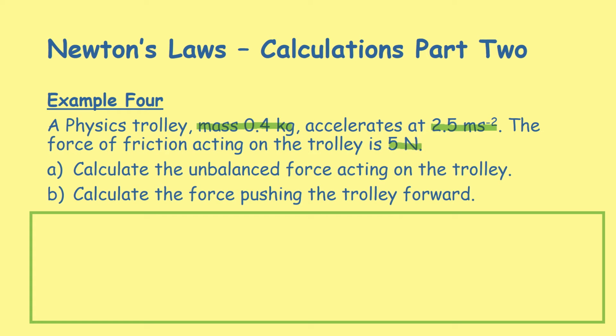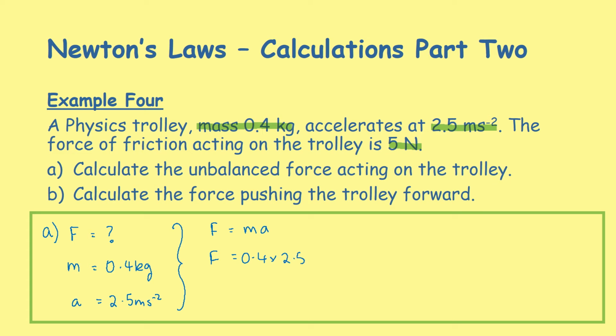So this is going to be similar to the last question, because our first part is asking us to calculate the unbalanced force. Because we have a mass and an acceleration, we can straight away use our equation. So F, M, and A. Our force has the question mark next to it, our mass is 0.4 kilograms, and our acceleration is 2.5 meters per second squared. Popping these numbers into our equation, we can see F equals ma first, then F equals 0.4 times by 2.5. Popping that into a calculator, we get to 1. So our force is 1 Newton.